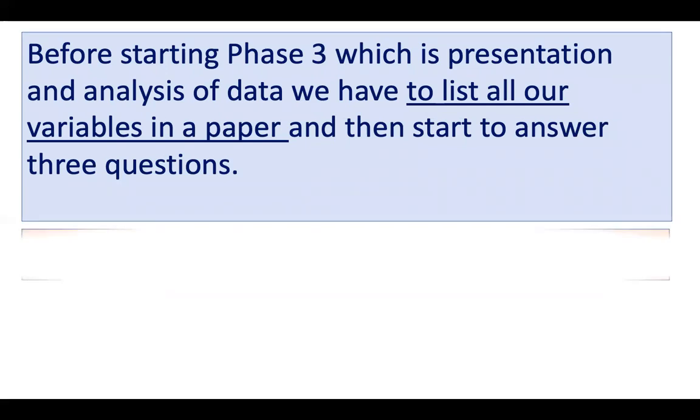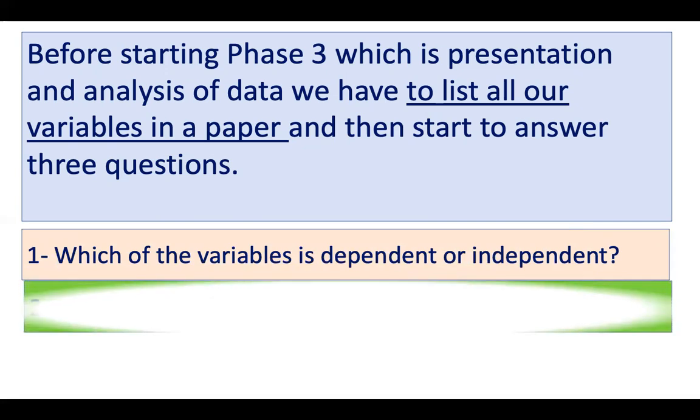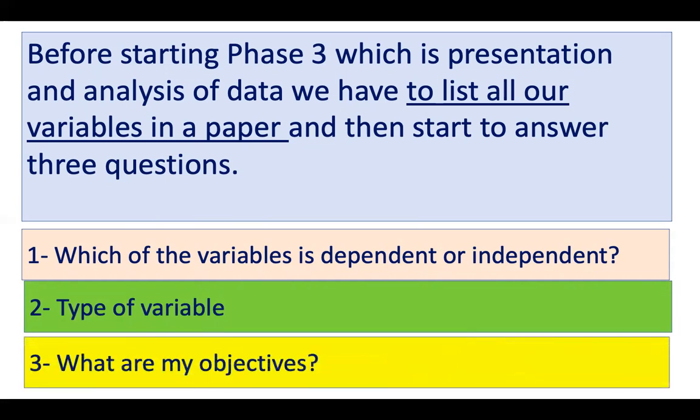The first one, which of the variables is dependent or independent? This is the first question. Second question, type of your variable. What is the type of your variables? Number 3, what are my objectives? You have to write your objectives in front of you, so you are sure at the end of writing your results that you satisfy all the objectives. I will go through them one by one now.